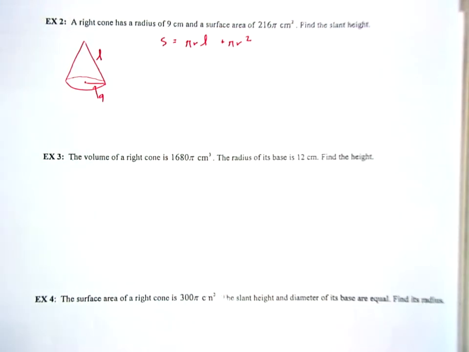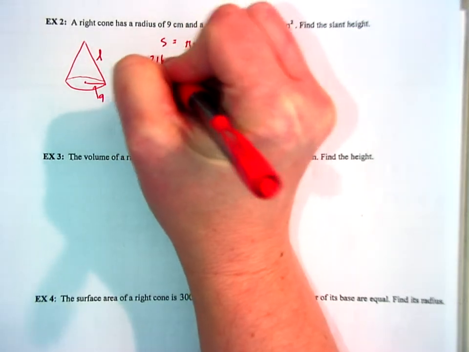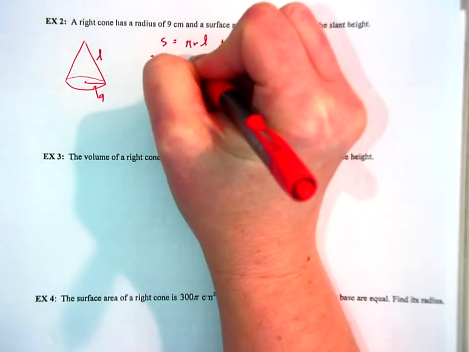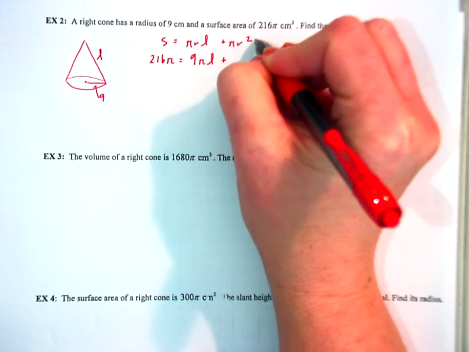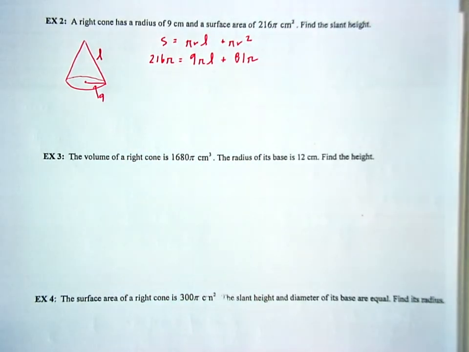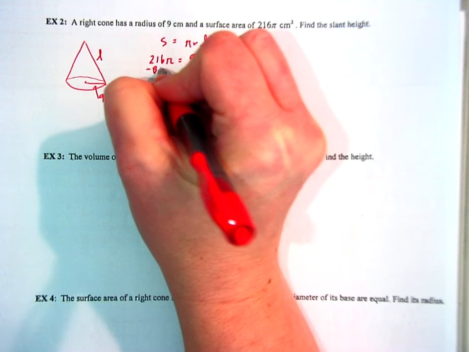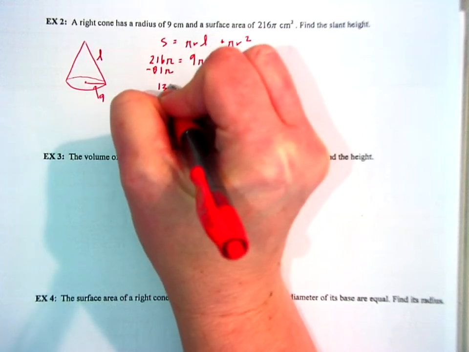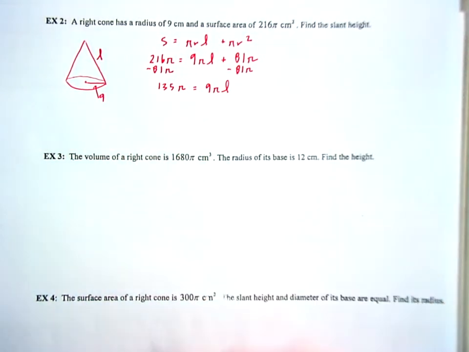Plug in what you know. We know the surface area is 216 pi. The radius is 9, so 9 pi times the slant height, plus pi times 9 squared, so 81 pi. Okay, so keep in mind what we're trying to solve for. We're trying to solve for the slant height. So I need to combine any like terms that I have. So I'm going to take away the 81 pi from each side. So I get 136 pi equals 9 pi times the slant height.